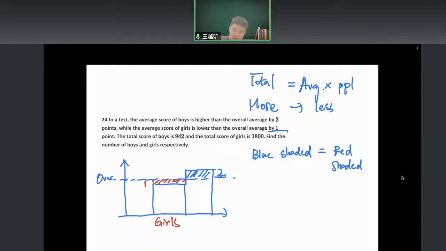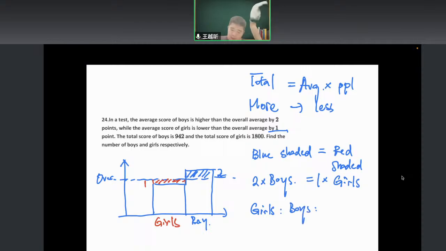From this we can get the blue shaded area is 2 times the number of boys, and the red shaded area is 1 times the number of girls. So we can get the ratio between girls and boys, which equals 2 to 1. The number of girls equals 2 times the number of boys.